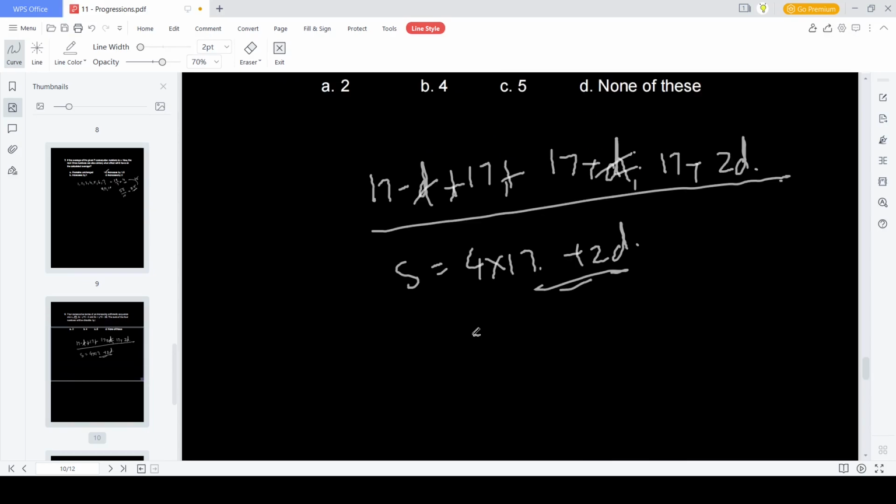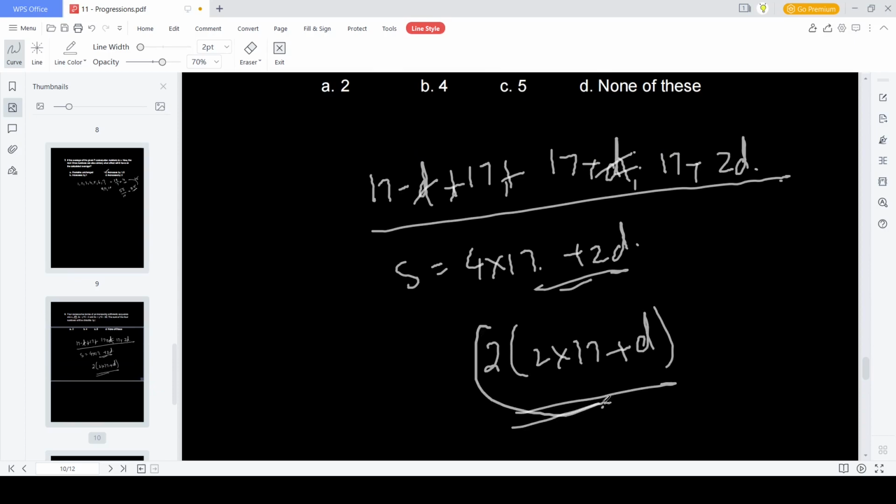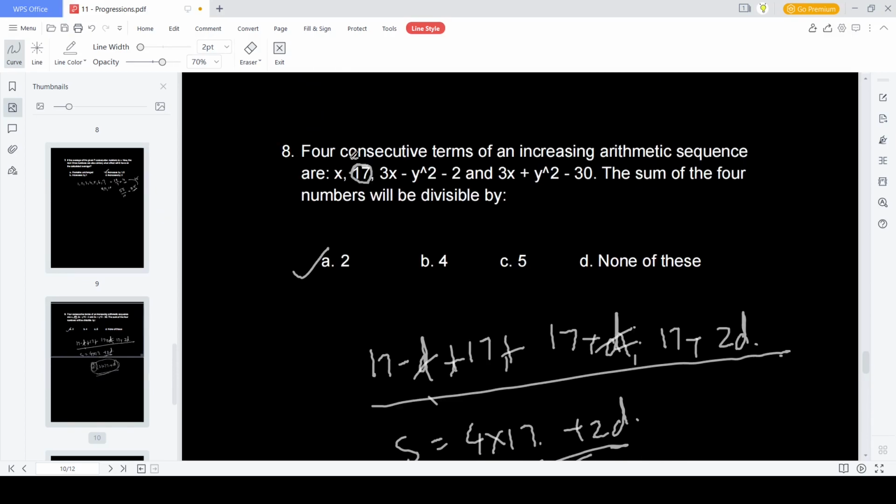Sum is equal to 4 into 17 plus 2d. Now, can I take 2 common? I can take 2 common. 2 into 34 plus d remains. Okay, so this sum is divisible by 2. We can simply see it here. So that's all they're asking. You don't have to solve anything. You don't need y square, you don't need x, you don't need anything.